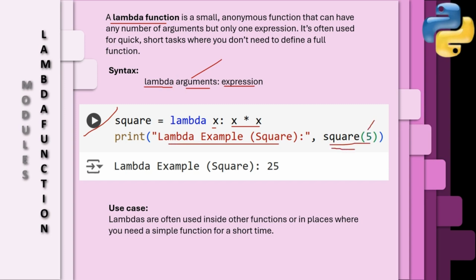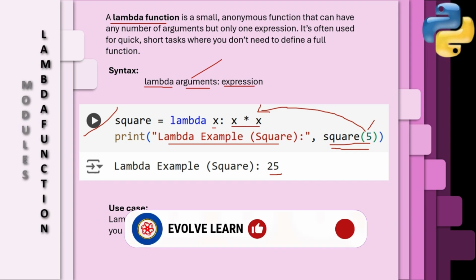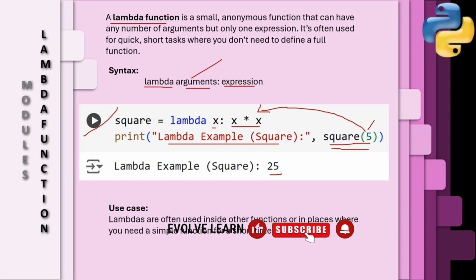When this lambda function is called, the arguments are passed into the expression which is evaluated and returned. As for this example, 5 is multiplied by 5, so the result will be 25. In this lambda function, there is no need for using a return statement as the result of the expression is automatically returned. While using normal functions, there is a need for using return statements.